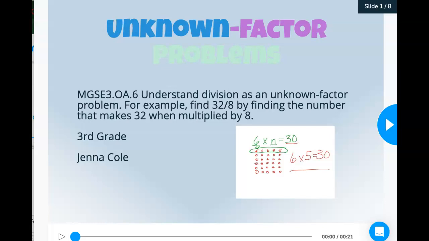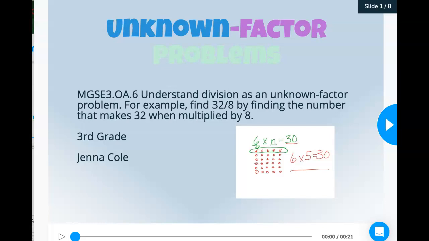The Nearpod lesson that I created teaches on the 3rd grade math standard, MGSE 3 OA6, which states, understand division as an unknown factor problem. For example, find 32 divided by 8 by finding the number that makes 32 when multiplied by 8.